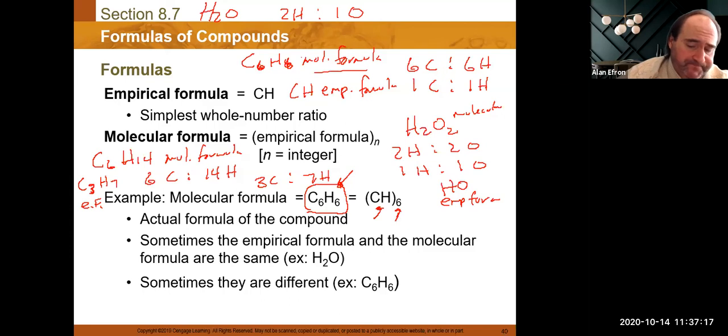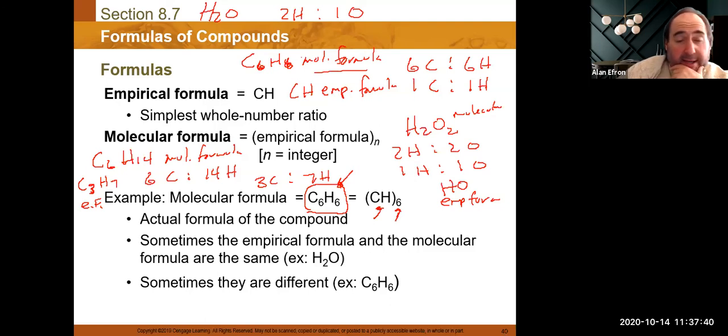And again, if you could reduce something down and give everybody still a whole number, that will get you your empirical formula. And again, your empirical formula is that simple ratio, and the molecular formula tells you exactly how many atoms are present. Question on that.